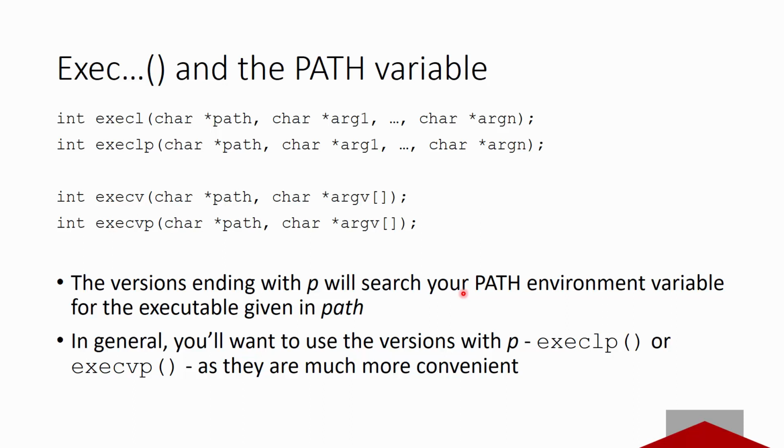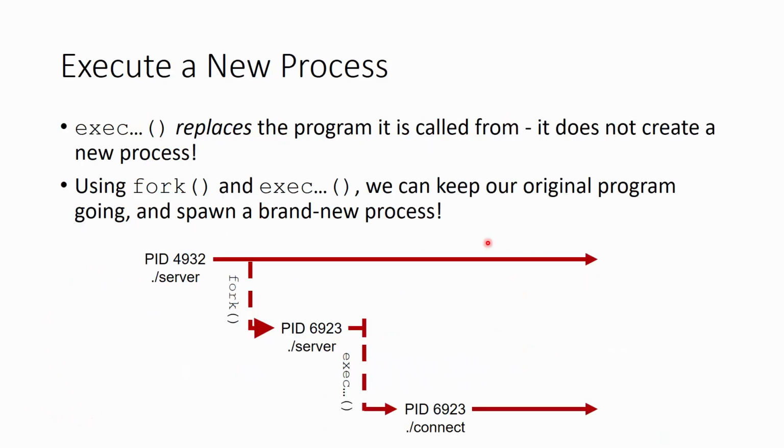Instead of having to change directory around, you can just use the vp and the lp version, and know that as long as the program you're trying to start is in any directory that is included in your path environment variable, then it'll get started by exec. And if it doesn't, of course, these things just return and say, hey, this program doesn't exist, try again.